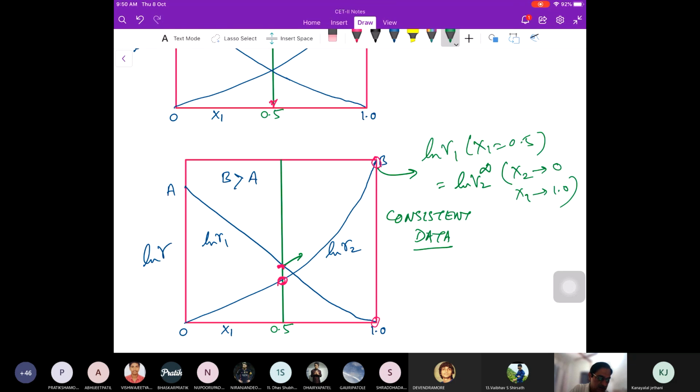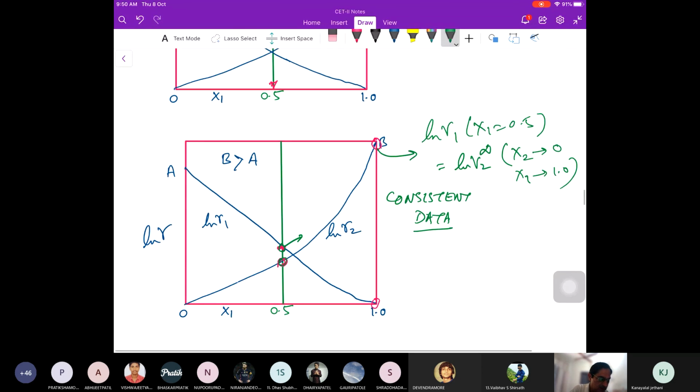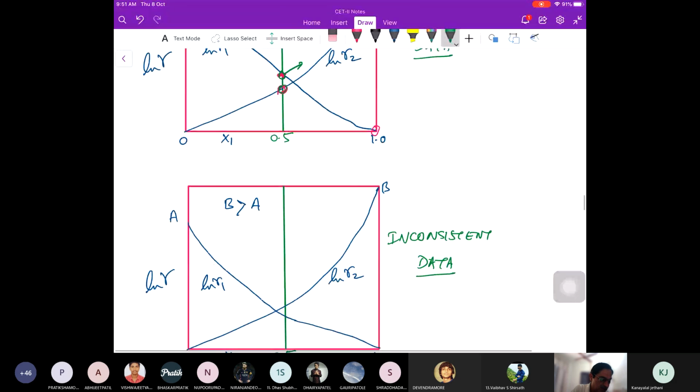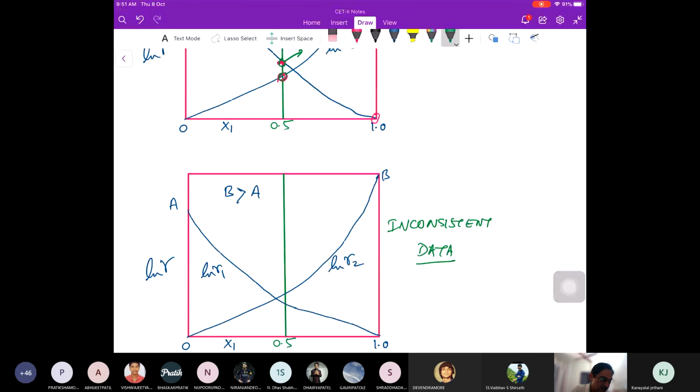Okay? Understood? One fourth of this value can be equal to this only if this curve, this value, is less than this value. Otherwise not. They must have proved it geometrically. I don't have the proof of that. Okay? And when will the data be inconsistent? When it is opposite. Right?